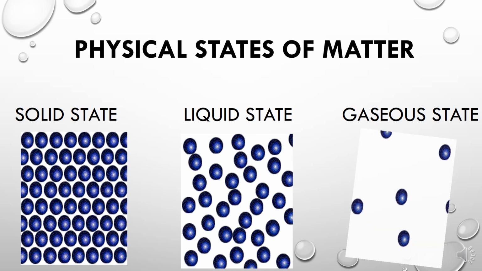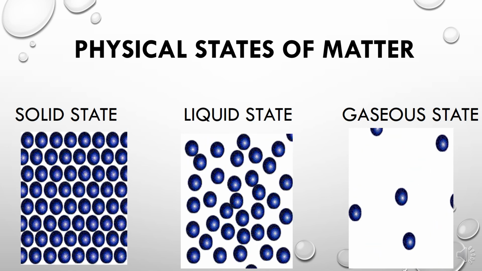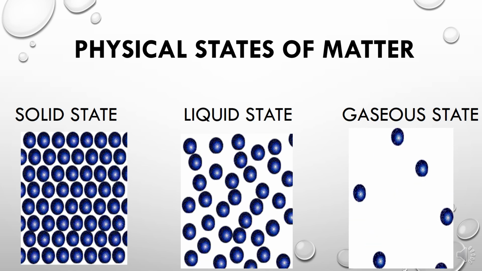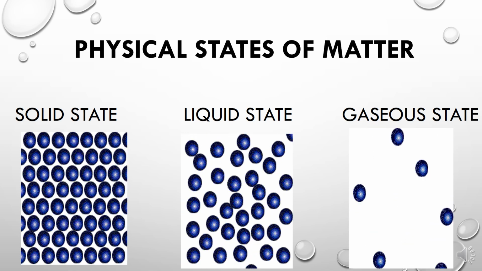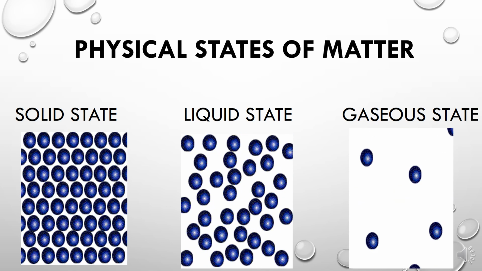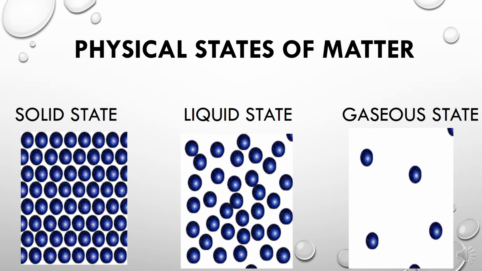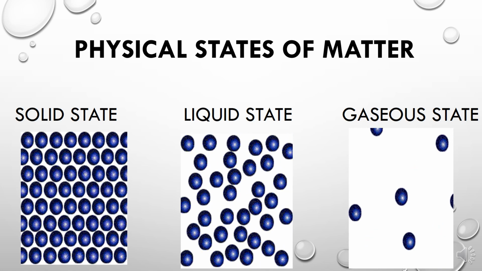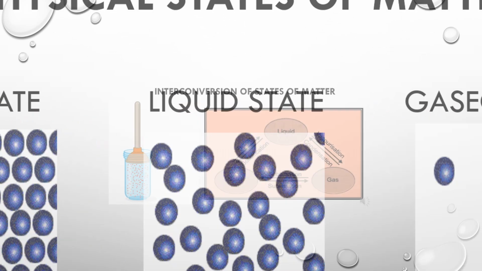Next, we come to the gaseous state. As you can see, particles are very far from each other, meaning very loose packing of particles is present in the gaseous state. Hence, they do not have fixed shape or volume. Particles keep moving randomly in any direction with fast movement, that is, they have very high kinetic energy. That is the reason gases have very high fluidity and very high compressibility.